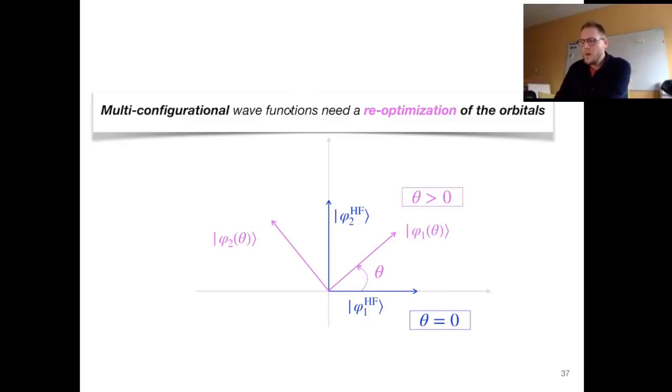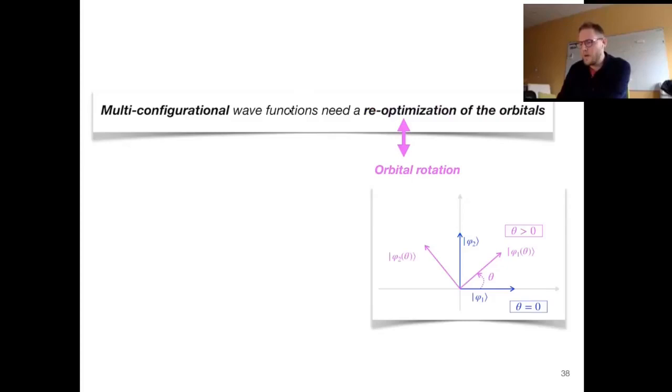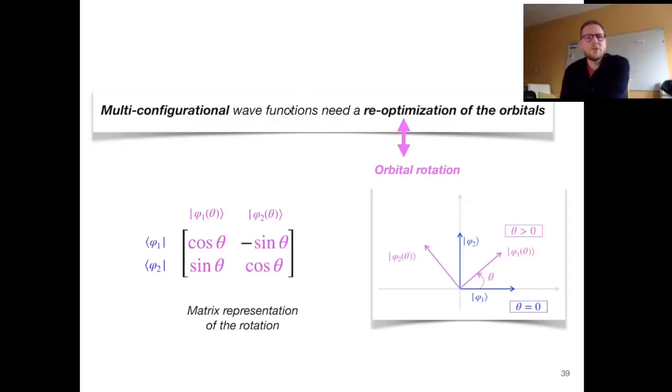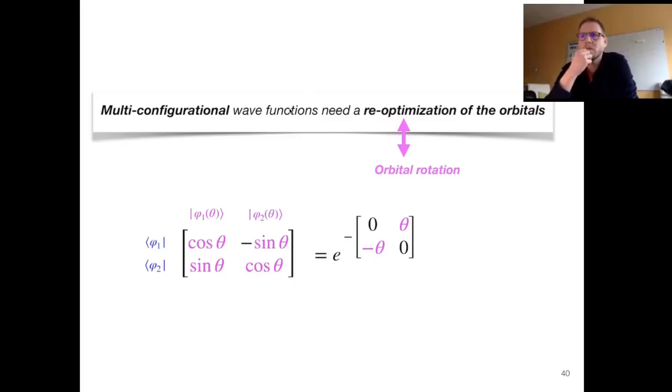So optimizing the orbitals means rotating them, that's fine. Now the question is how we do this. If you try to give the matrix representation of this rotation, you probably know that you expand the rotated orbitals in the basis of the original orbitals. You get this kind of matrix with cosine and sine functions, which is a unitary matrix. Now what I'm going to do, and I will try to motivate that later on, is to write down this transformation, this rotation matrix, as an exponential.